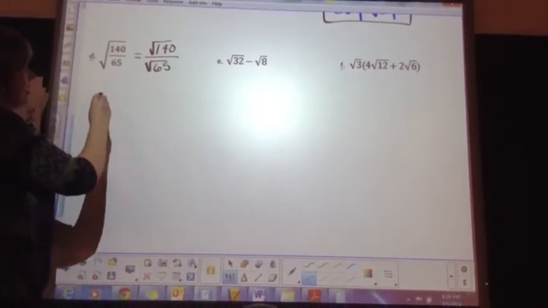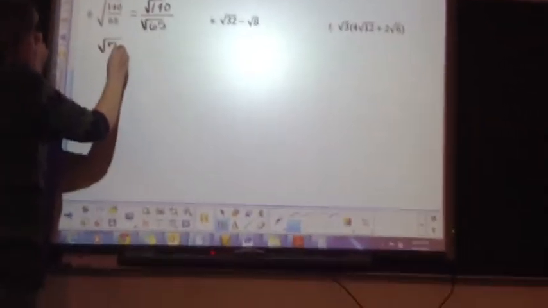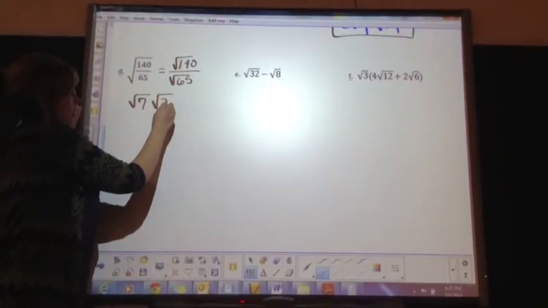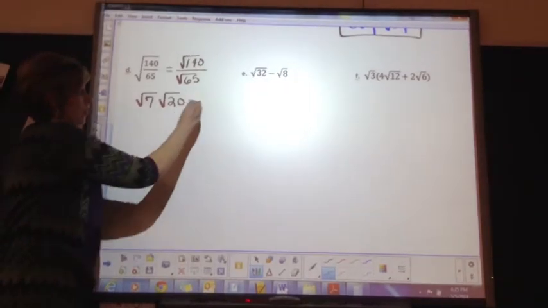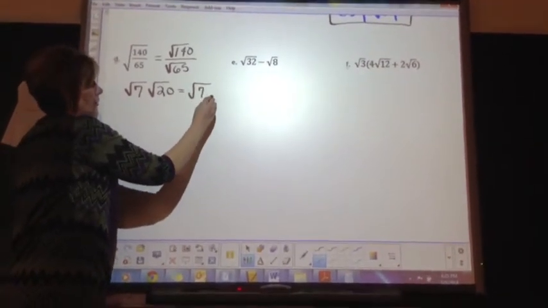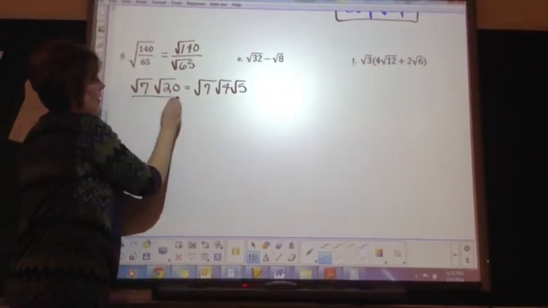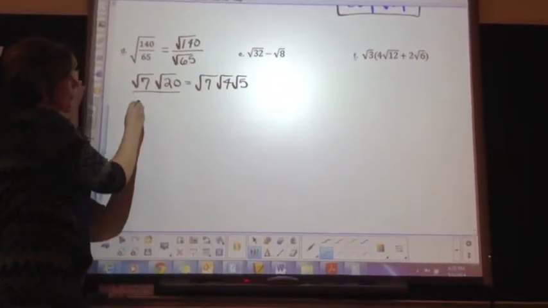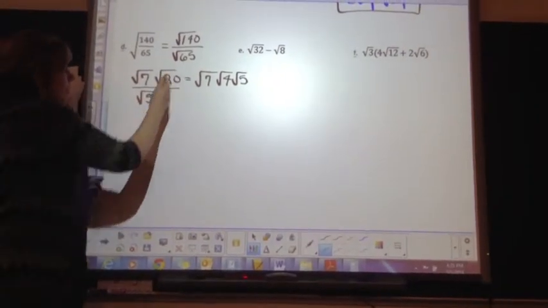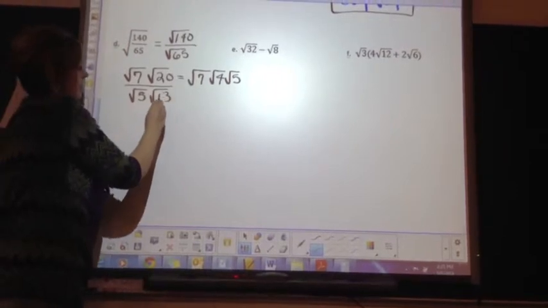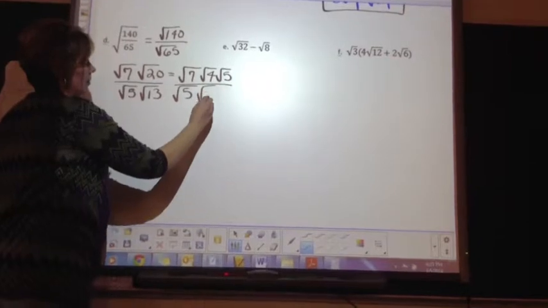I'm going to go ahead and divide this up as the square root of 7 times the square root of 20. And I know that the square root of 20 is the same thing as the square root of 4 times the square root of 5. So I actually have the square root of 7, square root of 4, square root of 5 in my numerator. My denominator, I know it's divisible by 5 for sure because it ends in 5. So I know it's 5 over 13. So the denominator looks like the square root of 5 times the square root of 13.